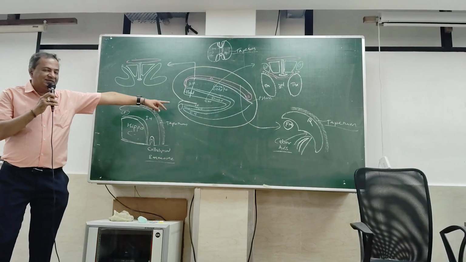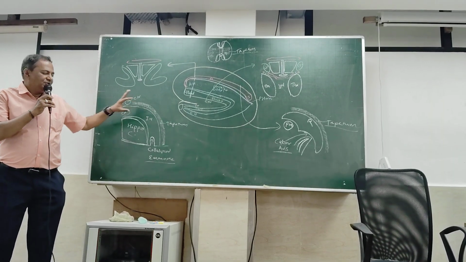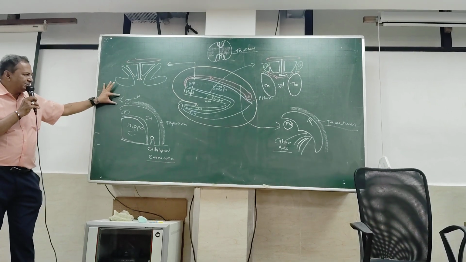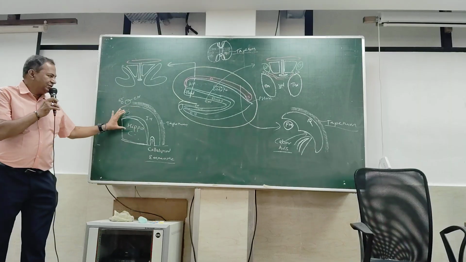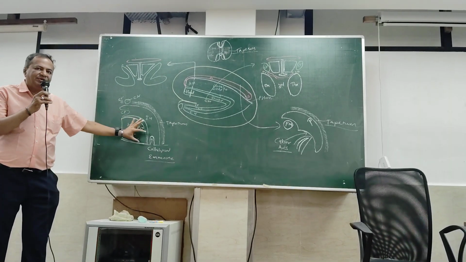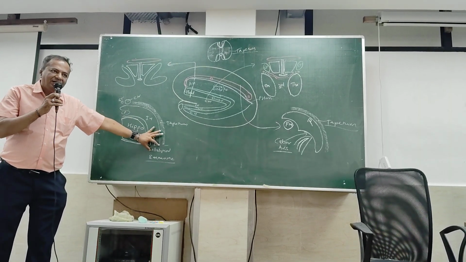Okay, stria terminalis. So roof is formed on the medial side by stria terminalis and caudate nucleus, lateral side by tapetum. Floor is formed on the medial side by hippocampus, lateral side by collateral eminence.